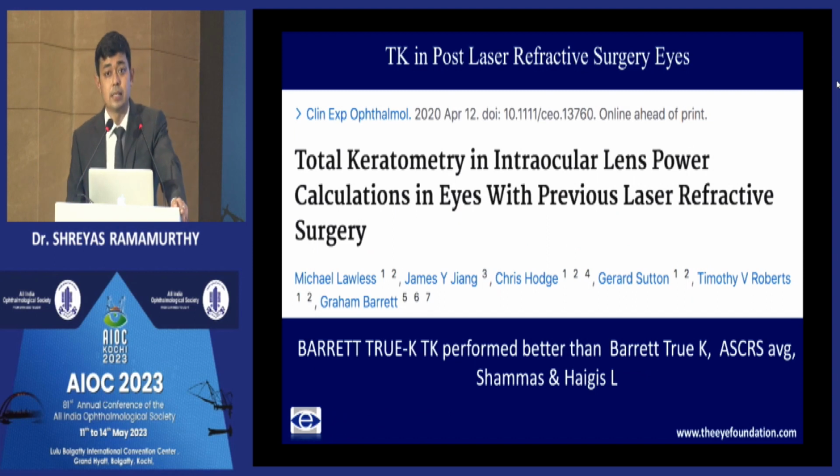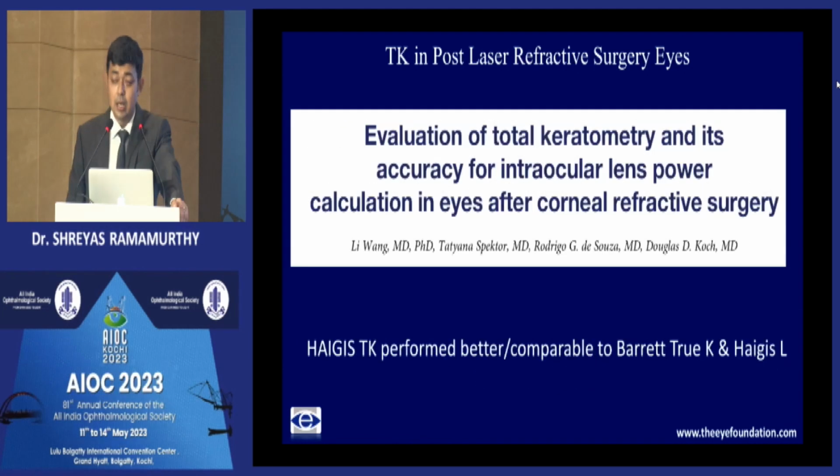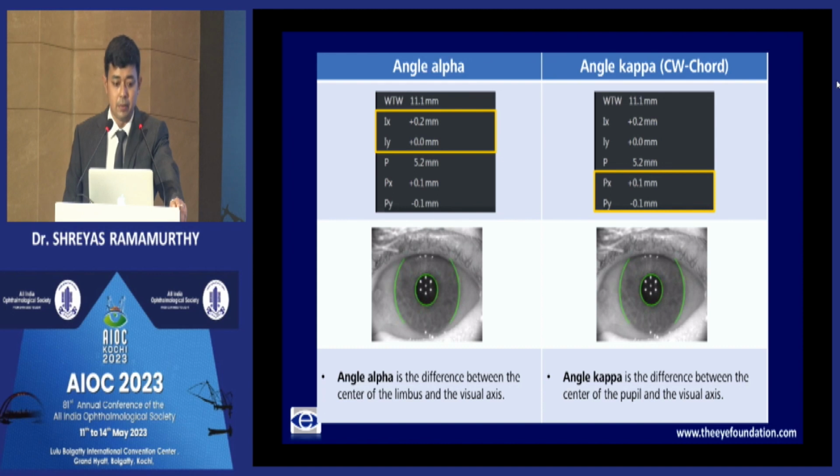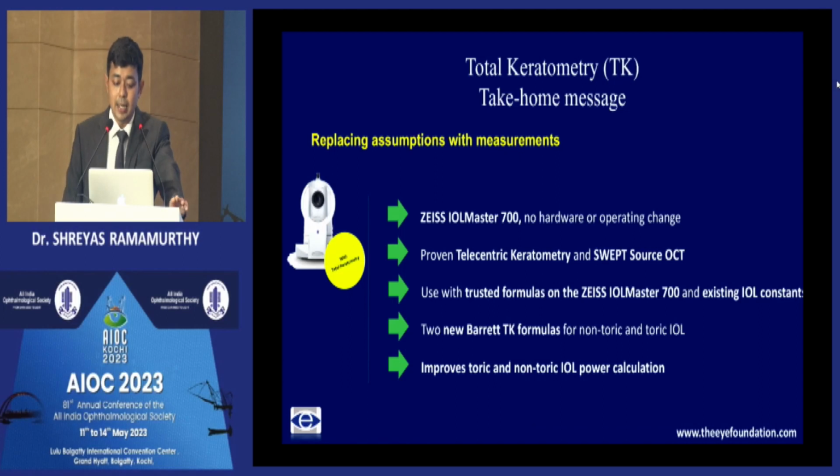And even in post-laser refractive eyes, rather than using the overall calculators, we've moved on to using the Barrett True-K TK, which is giving us better results than the Barrett True-K or the ASCRS average or Shammas. And it is not just the Barrett TK, but also the Haigis TK, which is performing very well. So primarily the total keratometry is giving us more accurate measurements of the posterior cornea, which is now compatible with the formulae which we are using. And whether you're using the Haigis or the Barrett, excellent results are available now. You also have angle alpha and angle kappa measurements which are provided. And as far as keratometry is concerned, definitely this is the way to go.